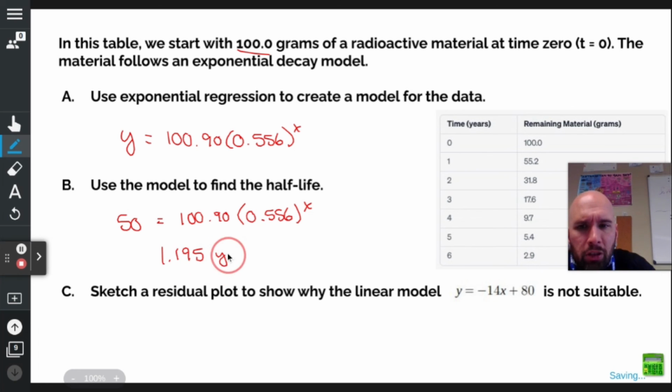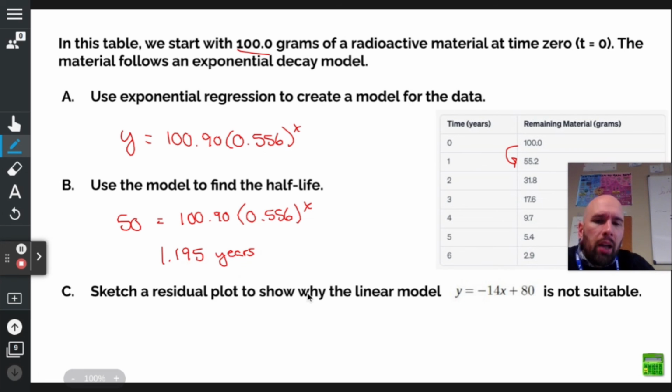Now, the reason why this makes sense is after 1 year, I went from 100 to 55, which is almost half. So it's not going to take too much longer to go from 55 to 50, only an additional fifth of a year, give or take.